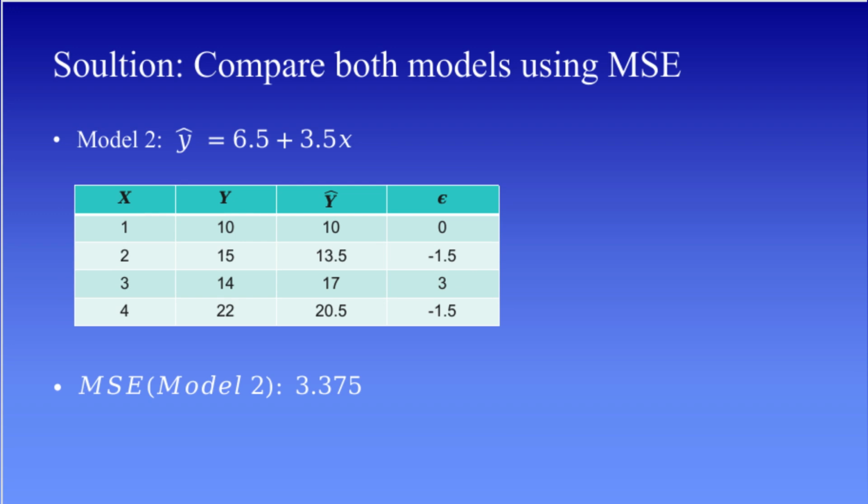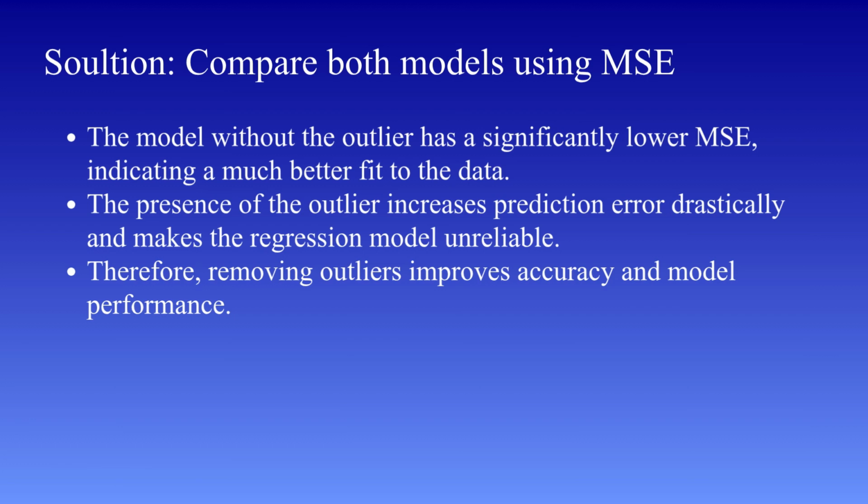Now let us evaluate model 2, which was obtained after removing the outlier. The regression equation for model 2 is y predicted equals 6.5 plus 3.5x. Using this model, we calculate the predicted values for each data point and then compute the errors. We then square these errors and take their average to compute the mean squared error. For model 2, the MSE is 3.375, which is relatively low. We observe that the model built after removing the outlier has a significantly lower MSE compared to the original model. This clearly indicates that it provides a much better fit to the data.